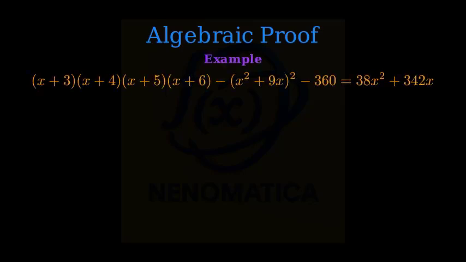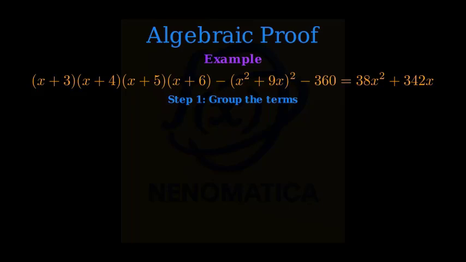We need to prove that the expression (x+3)(x+4)(x+5)(x+6) - x squared + 9x squared - 360 equals 38x squared + 342x. Let's solve this step by step following the algorithm shown.